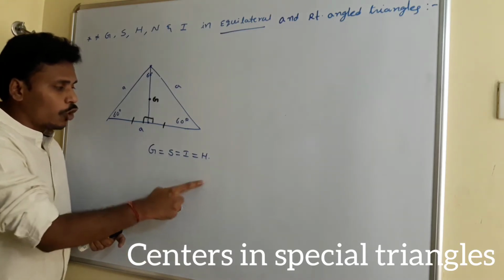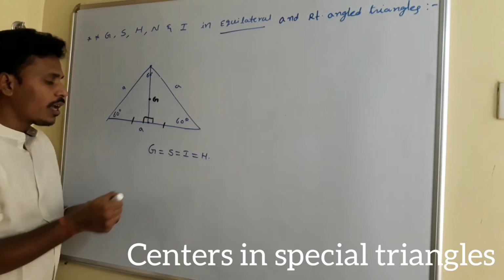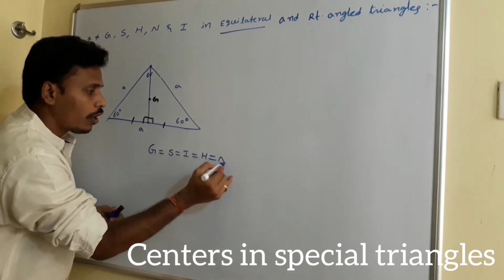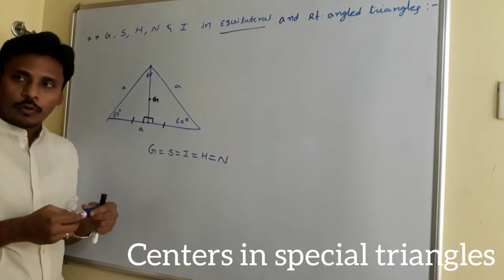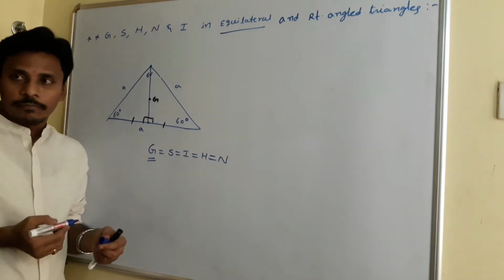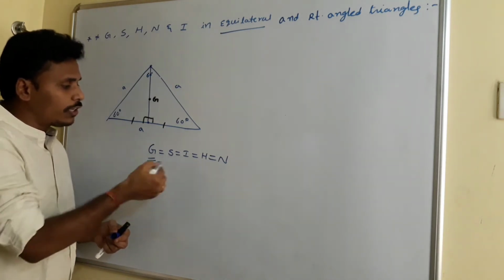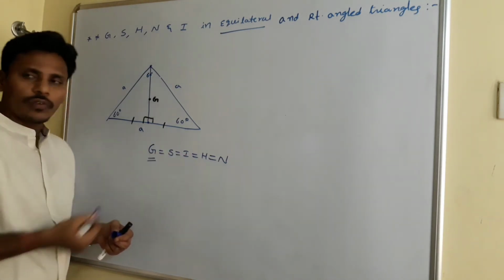Among these points, if you look, orthocenter, incenter, circumcenter, not only this, 9-point center also. All these points coincide at one particular point. Among these points, finding the centroid is somewhat easy, right? So find the centroid, and that centroid is equal to the coordinates of all these other centers again.